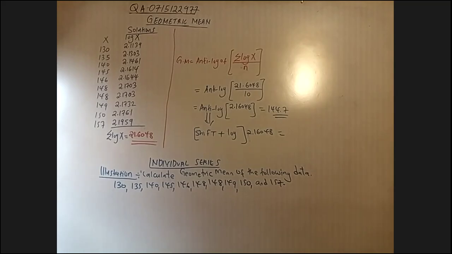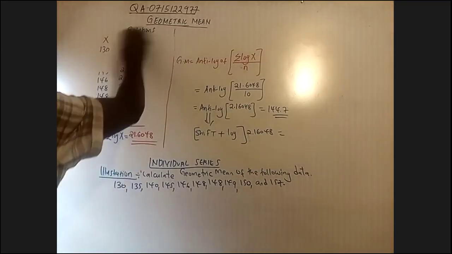Let's go to discrete, not continuous. Tusiende kwa continuous kwanza. Tuende kwa discrete series, tumalizie na continuous data. Now, how do we do it? Example, hii tunaenda kwa illustration direct.